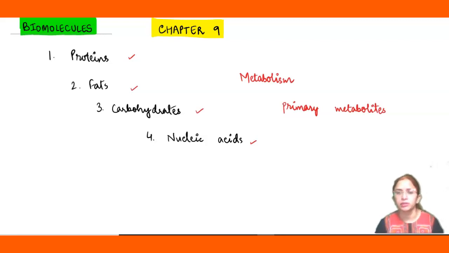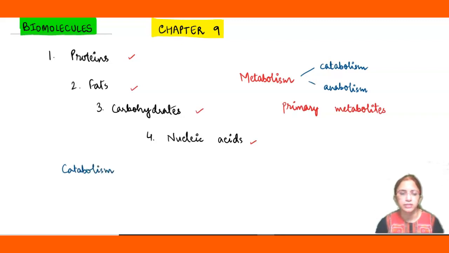Metabolism is a phenomenon in which we study the metabolic reactions. Now metabolism includes 2 further subparts. It includes catabolism and anabolism. So catabolism refers to the catabolic reactions and anabolism refers to the anabolic reactions. Let's see what is catabolism. So catabolism is the name of the phenomenon that deals with the catabolic reactions.